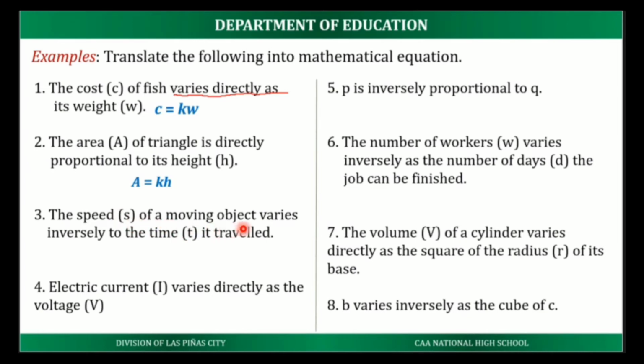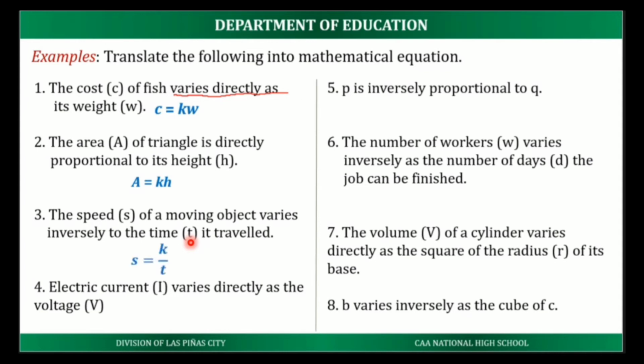Number 3 example. The speed, so letter S, of a moving object varies inversely to the time t it traveled. So, nakalagay dito, varies inversely. So, this is an example of inverse variation. So, unang variable is S, second variable is letter T. So, how do we translate this statement?